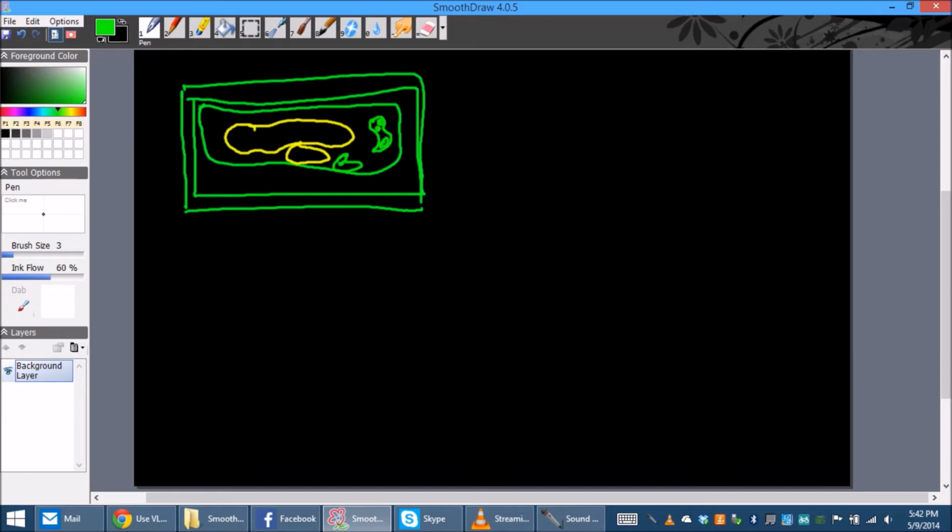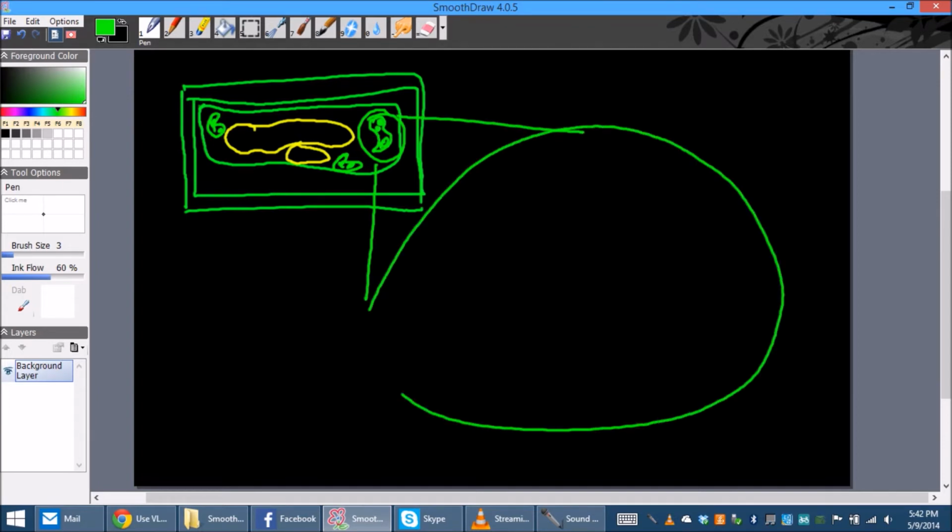And finally, you have the thing we're interested in. They're the chloroplasts, right? Here's a chloroplast. Here's a chloroplast. Chloroplast. We're not really concerned with much of these. We're only concerned with the chloroplast. And the chloroplast looks something like this.